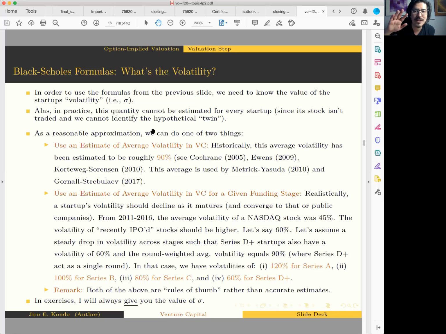All that you need to know is the punchline of this actually good faith attempt to ballpark volatility numbers, which is the following. The estimate is annual volatility for a Series A is about 120% per year. For an average Series B, it's about 100% per year. For an average Series C, it's about 80%. And for an average Series D and beyond, it's about 60%. It goes down a little bit.